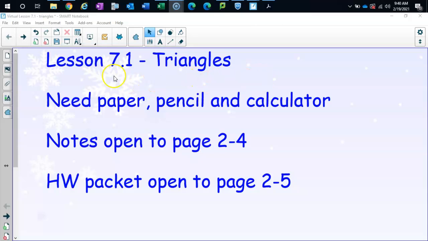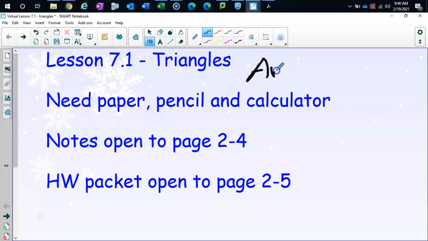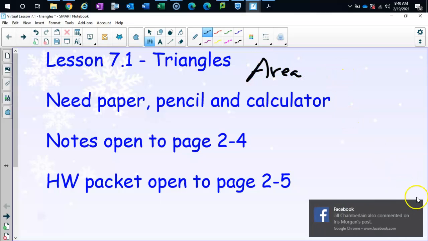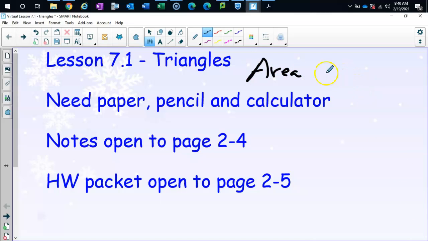All right, guys, today is the first lesson in our new unit. It's called 2D geometry, okay? I showed you in class what the new homework and note packets were, but they are the ones that say area on them. Now, you need paper, pencil, calculator, your notes open to page 2 through 4, and your homework packet open to page 2 through 5.